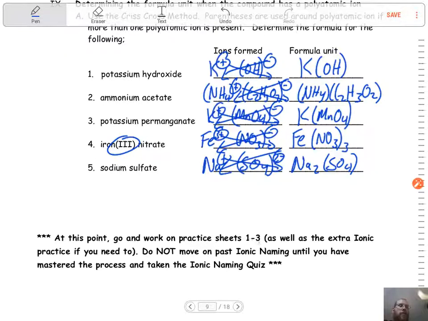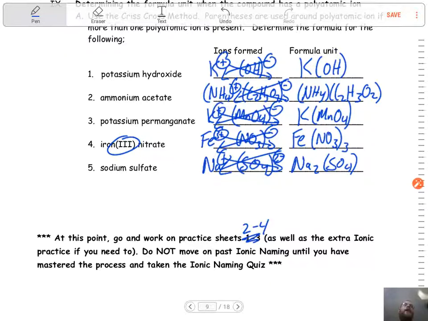Okay? So, now, notice what it says right here. Go on and do practice sheets. I'm sorry, I forgot to change that. It's not practice sheets 1 through 3. It's practice sheets 2 through 4. Okay, do those. Do the lab, guys, the dice lab, as well as the quiz before you go on.